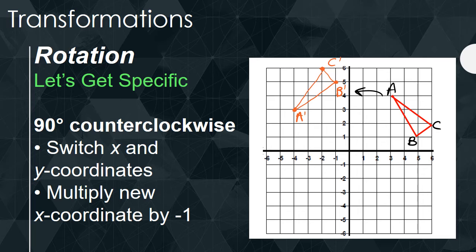So you can see how this rotated around the origin 90 degrees to give us our new triangle here, labeled as A prime, B prime, and C prime.